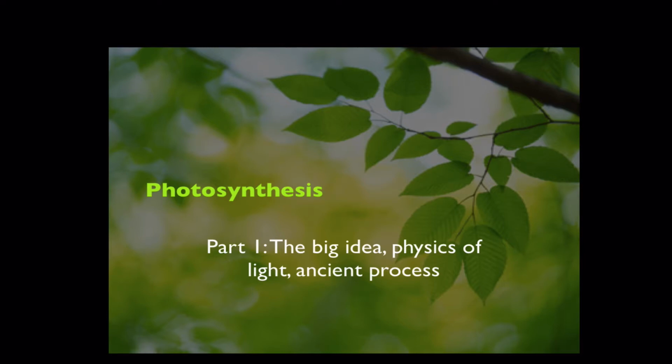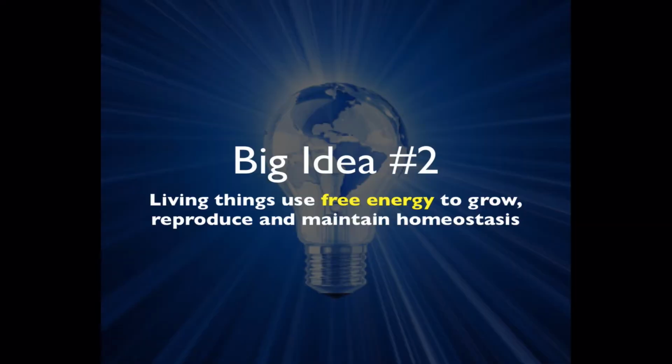The second big idea in AP biology is about free energy and how living cells use free energy to do the things they need to do to continue, both to stay alive and to continue through time as species. They need to grow, they need to reproduce, and they need to maintain internal balance. To do this, they need energy, and this energy has to be in a form that can be used to do work. And we've learned that this is chemical energy.